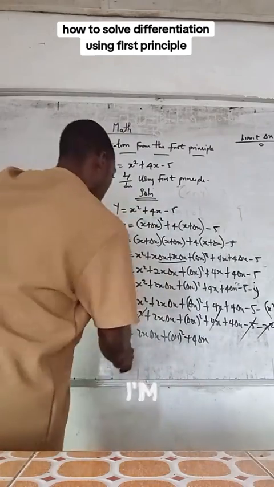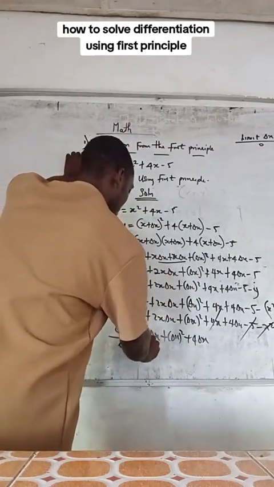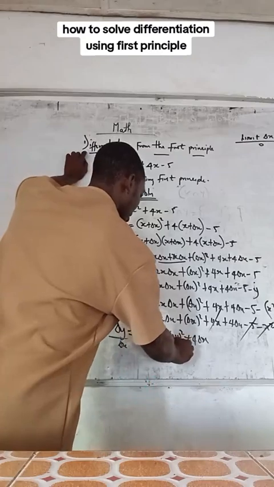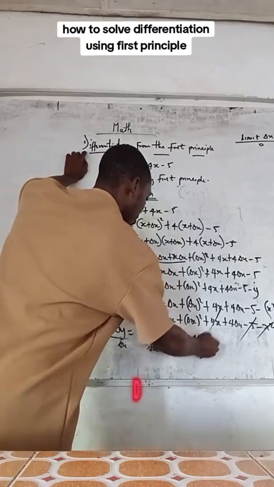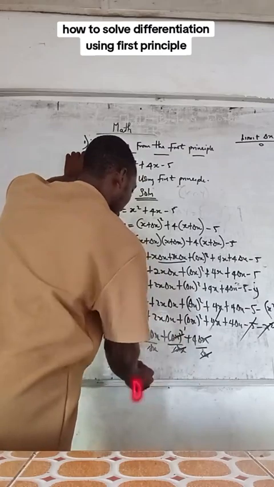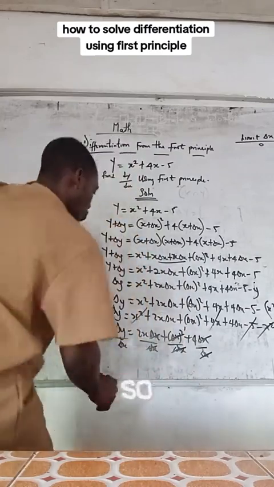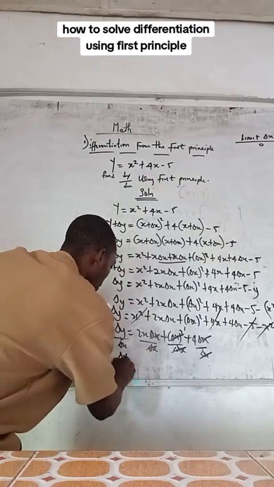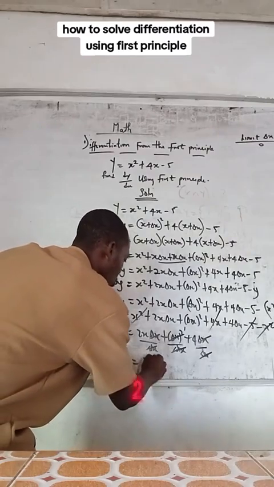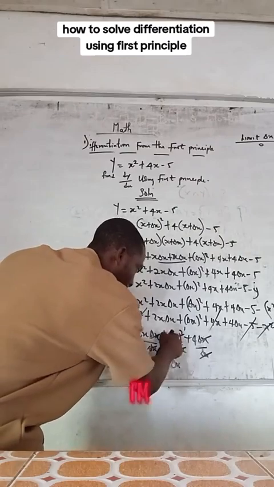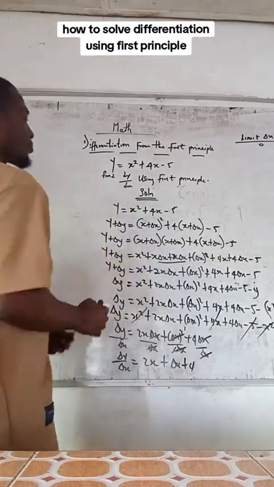So I'm going to divide through by dx. The dx cancels in each term. I'm left with dy over dx equals 2x plus dx, plus 4.